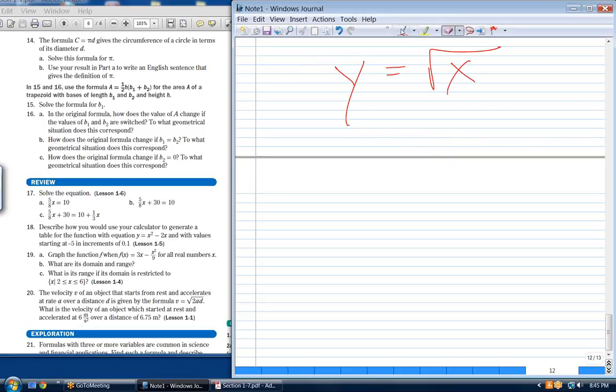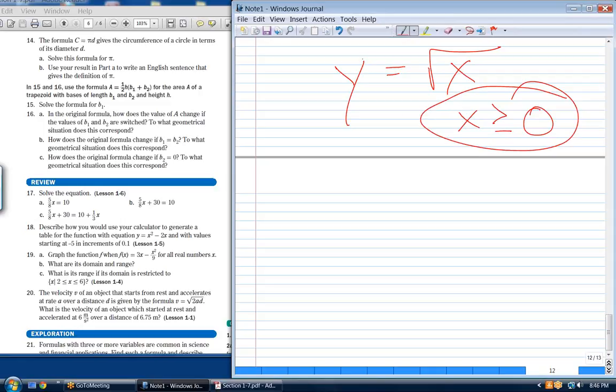Now, what are all the possible values of x? Can x be negative? No, because you can't take the square root of a negative number. Can x be 0? Yeah, actually it can be. You can take the square root of 0. The square root of 0 is 0. So if I'm talking domain for this function, then whatever is inside the radical sign has to be greater than or equal to 0. So I would say x has to be greater than or equal to 0. There's your domain.